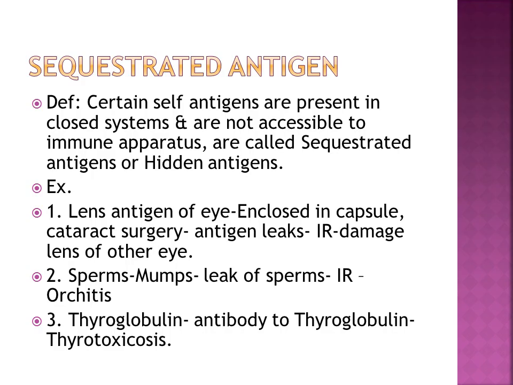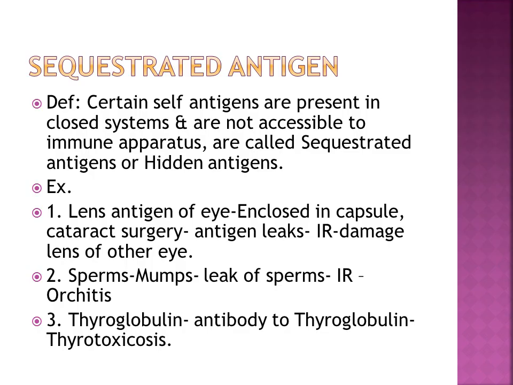Now we'll see in short about sequestrated antigens. What is the definition? Certain self antigens are present in a closed system and are not accessible to the immune apparatus, and are called sequestrated antigens or hidden antigens. That means they are present in the body but in hidden form. When they get exposed, they cause a reaction and then disease. So they are called sequestrated antigens.